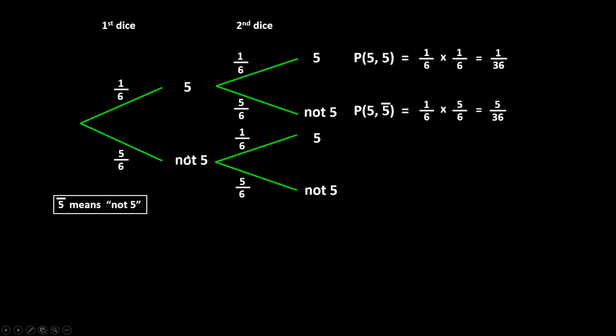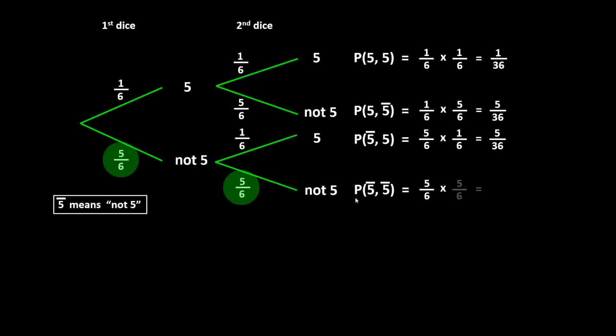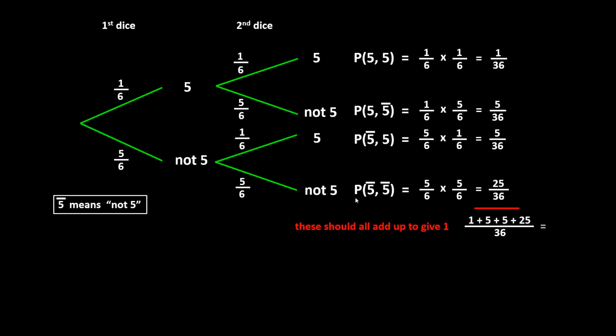Next one is not 5 and a 5. Okay, so that is 5/6 times 1/6, which is again 5/36. The last route we're going to take is down there, so that's not 5 and not 5, and that is 5/6 times 5/6, which is 25/36. Now I'm just going to check all that stuff on the right hand side adds up to 1, and we've got all 36ths. 1 and 5 is 11 plus 25. Yes, 36, 1 whole.